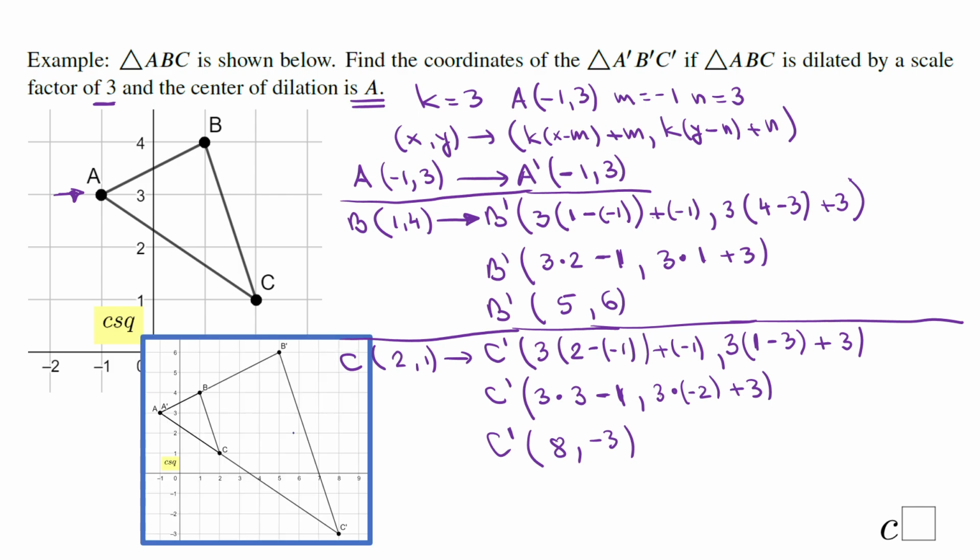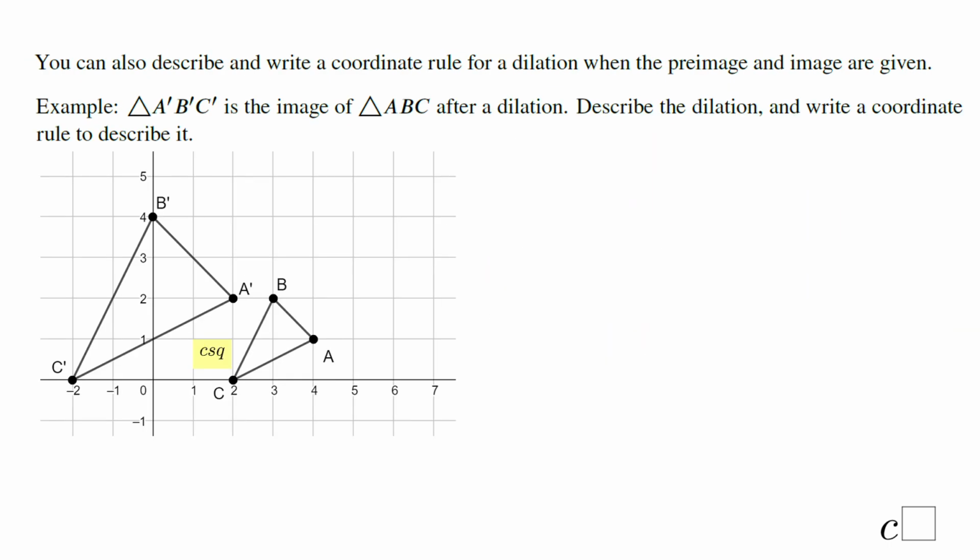Let's double check. You notice A prime is the same as A, like I said. B prime, we have 5 and 6, yeah, that's correct. And C prime is 8 and negative 3. So the graphical matches the algebraical, and you see how it looks, this dilation. Very interesting, right? Okay, very similar. We have here a dilation. We can see that we go from ABC to A prime, B prime, C prime.